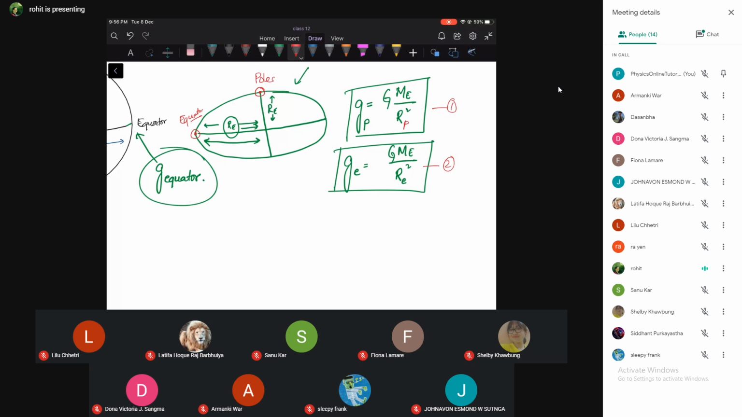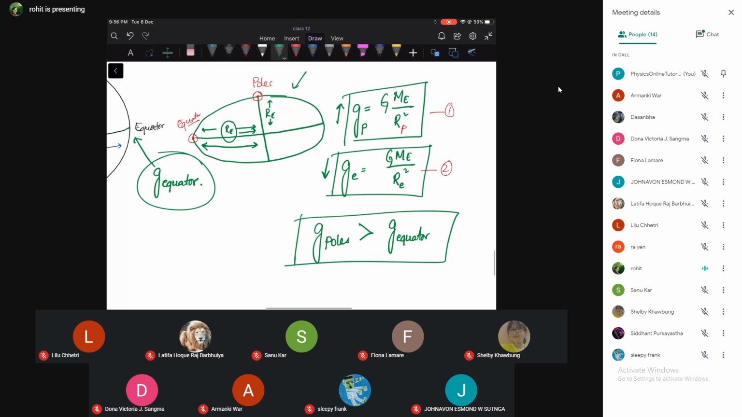As a result, when you divide by a larger radius, the acceleration due to gravity at the equator will be a little less compared to your acceleration due to gravity at the poles. That's why always remember acceleration due to gravity at the poles is more compared to acceleration due to gravity on the equator.